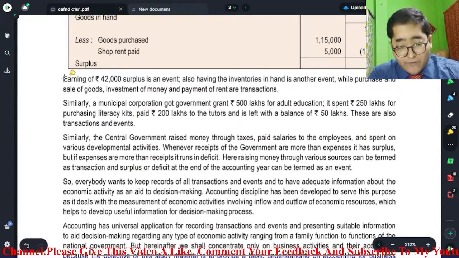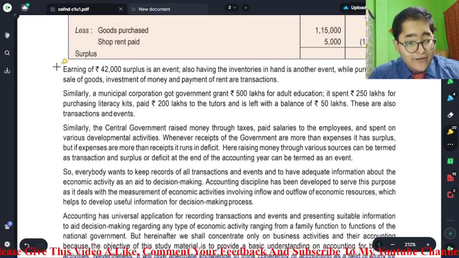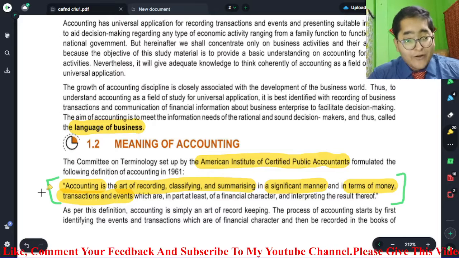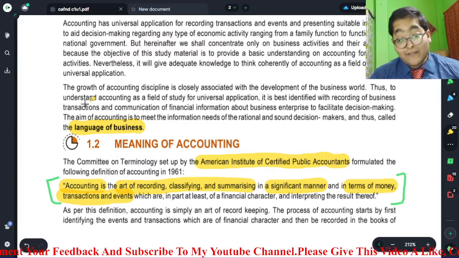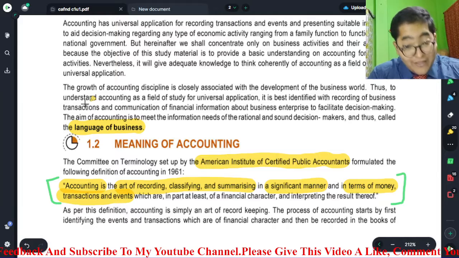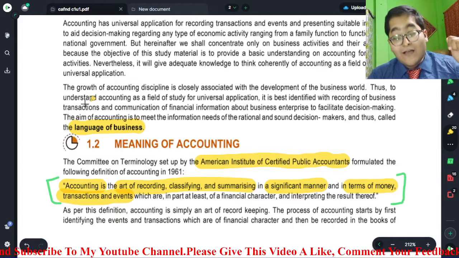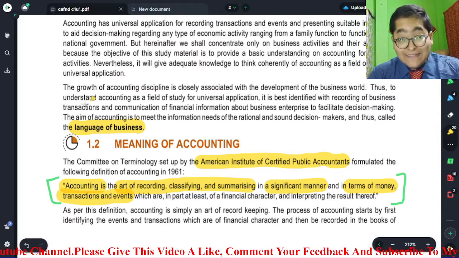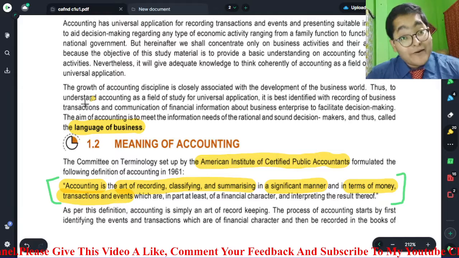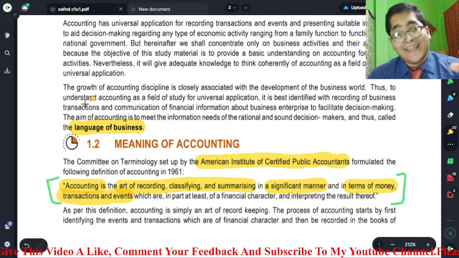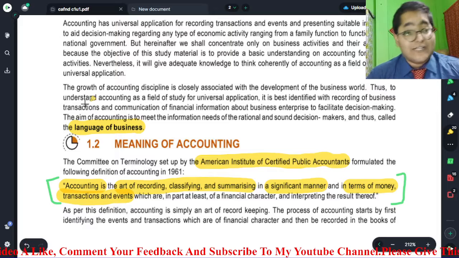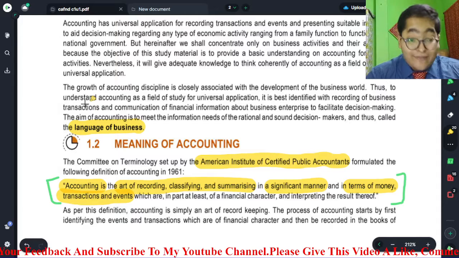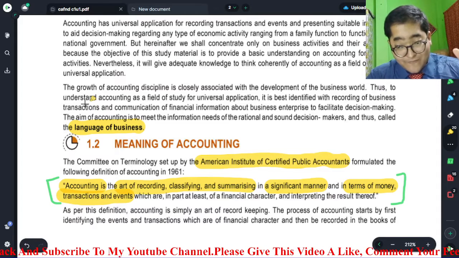If you want to read this paragraph, you are very welcome. You can read this entire topic, but this is not important from the exam point of view. But here it's an important point. Accounting is the language of business. Accounting is the recording, classifying, summarizing, analyzing, interpreting, and communicating of the financial information of any business firm. So, this entire accounting is termed as the language of business.